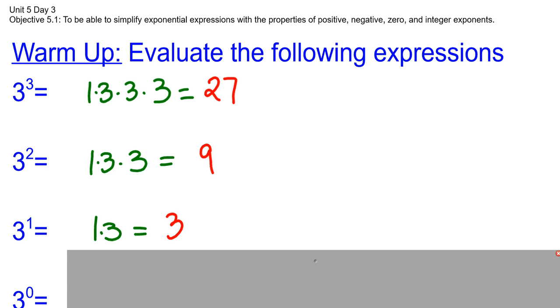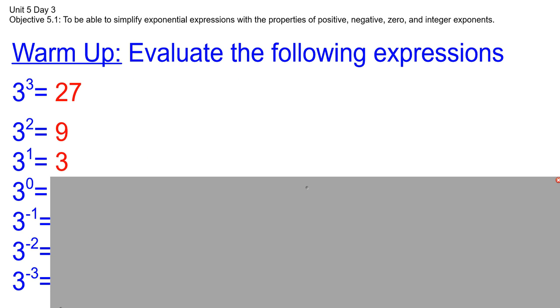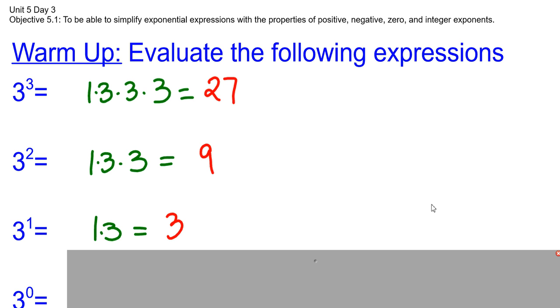So when we go to evaluate something like 3 to the power of 0, that's telling you that you have none of the base. But what do you still have to work with? Well, we have a 1. So 3 to the power of 0 is equal to 1.